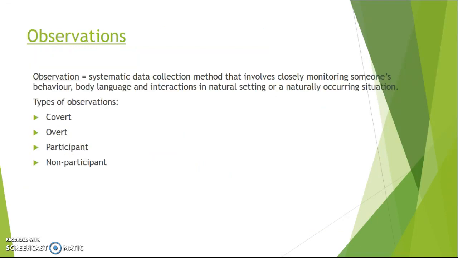And then we're moving on to observations, which is a systematic data collection method that involves closely monitoring someone's behaviour, body language, and interactions in a natural setting or a naturally occurring situation. And the different types of observations are covert, overt, participant, and non-participant.